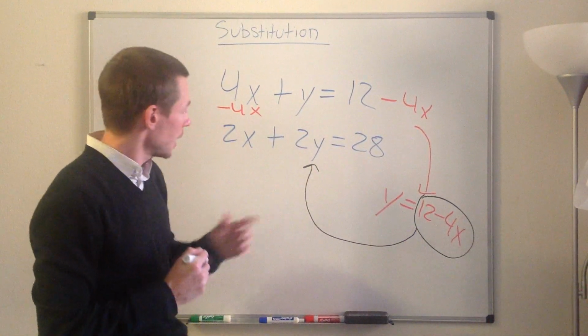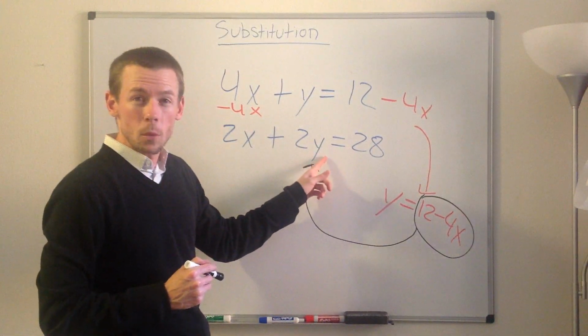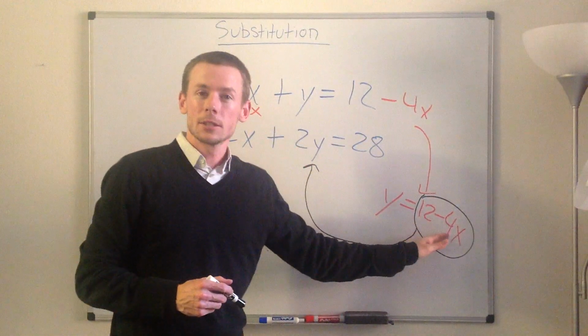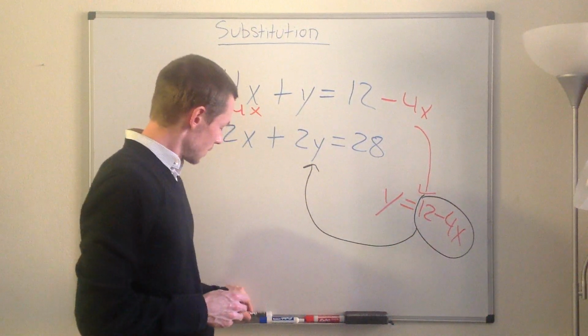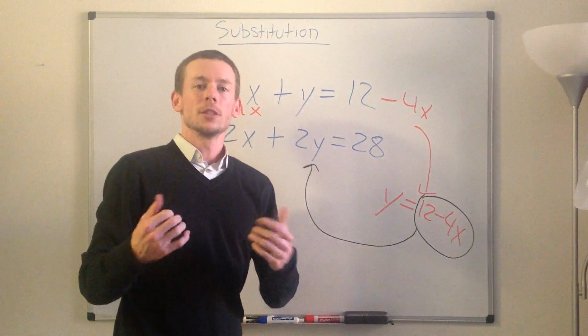And if you did in this case, you'd have to put the y here. Don't forget the 2. You're only removing the y, and then you'd have to do distribution with the 2 to this expression right here. So that sums up the substitution method for solving systems of equations.